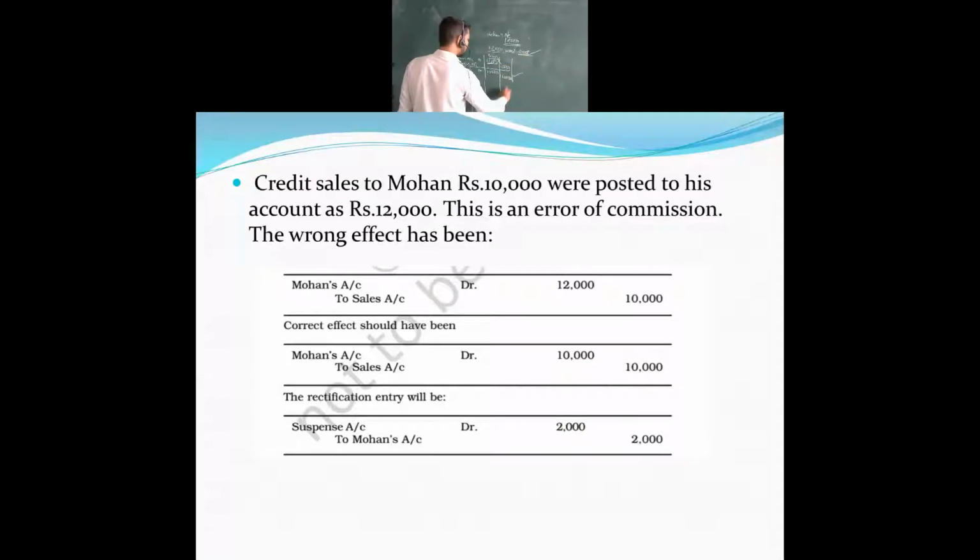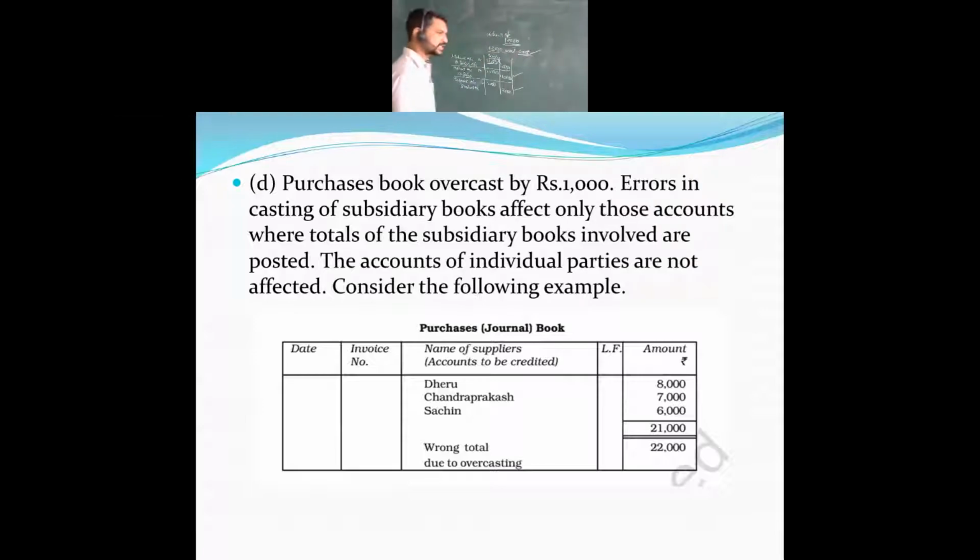So what are you going to make here? The excess amount you are going to take to the suspense account. Suspense account debit to Mohan's account, 2,000 rupees we are going to take back from him. So this is the adjustment entry. Adjustment entry means correcting or rectifying the error which took place. That is the entry we have taken in the suspense account. Next, let's see the next one.